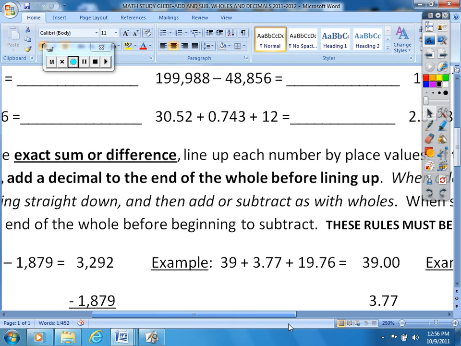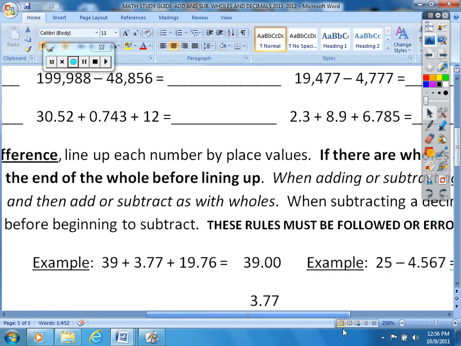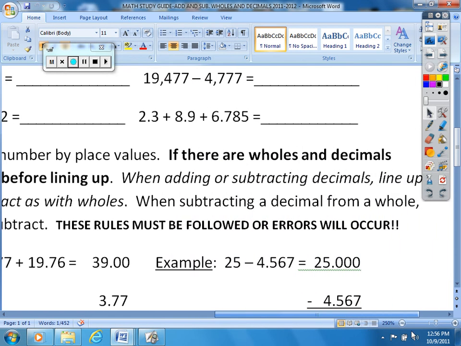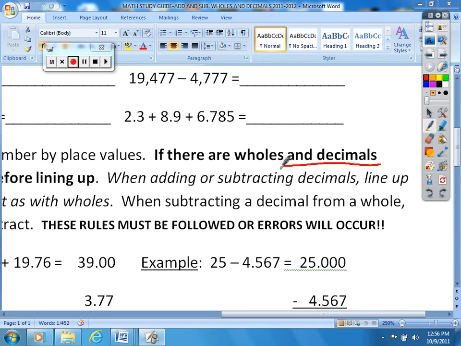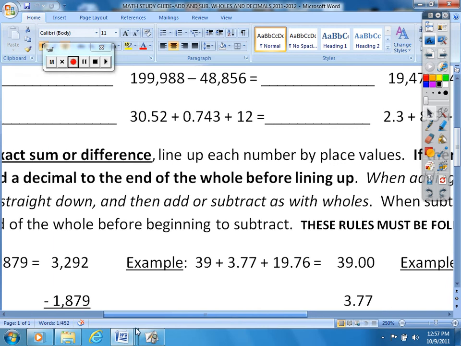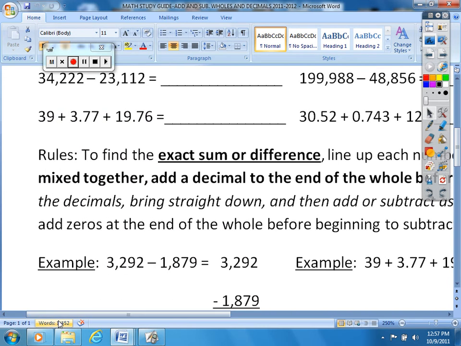To find the exact sum or difference, line up each number by its place values. Or if there are wholes and decimals, now this is critical right here, if there are wholes and decimals mixed together, add a decimal to the end of the whole number. Add a decimal to the end of the whole number, and I'll show you that in just a minute.